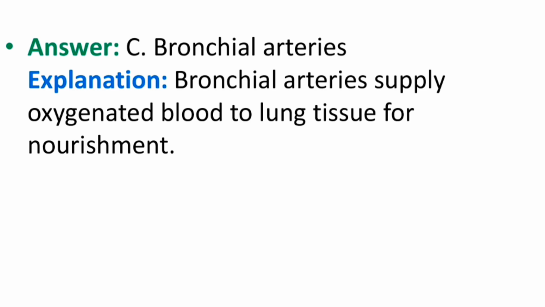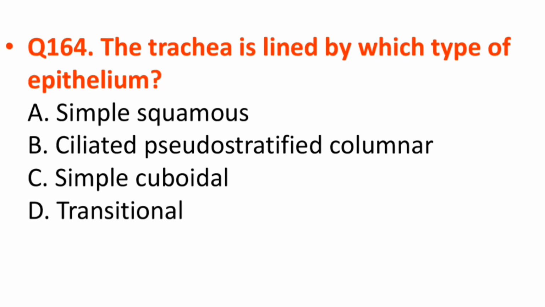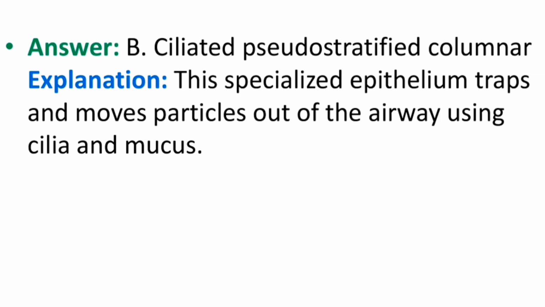Bronchial arteries supply oxygenated blood to lung tissue for nourishment. The trachea is lined by which type of epithelium? Option A simple squamous, option B ciliated pseudostratified columnar, option C simple cuboidal, option D transitional. The correct answer is option B, ciliated pseudostratified columnar. This specialized epithelium traps and moves particles out of the airway using cilia and mucus.